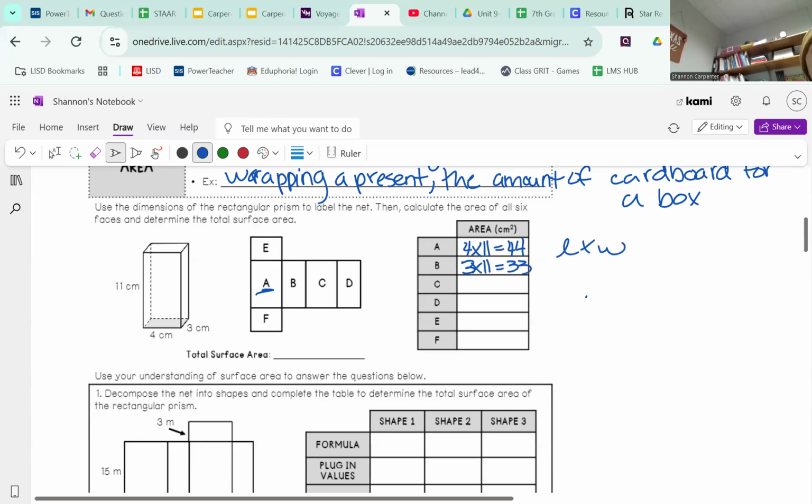Okay. C is going to be the same thing as A, so it's going to be 44. D is going to be the same thing as B. We get 33. And then E and F are also going to be the same thing. E and F are the bases, so we get 4 times 3, which gives me 12. And we add all those up: 44, 33, 44, 33, 12, and 12. We're going to get a total surface area of 178 centimeters squared.